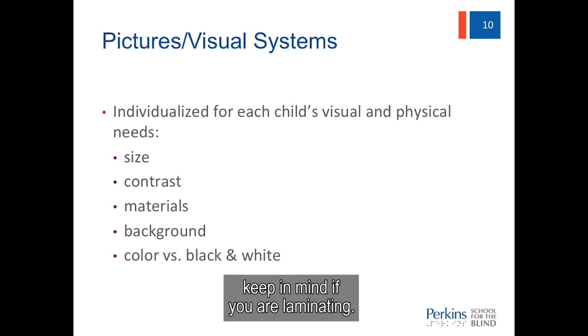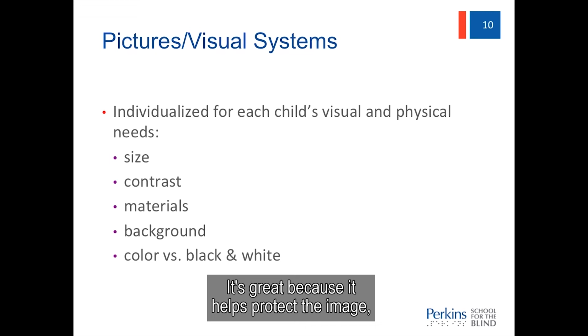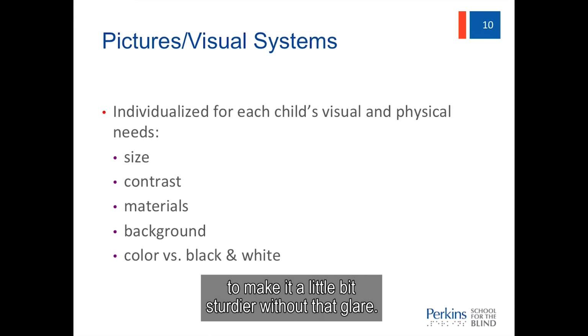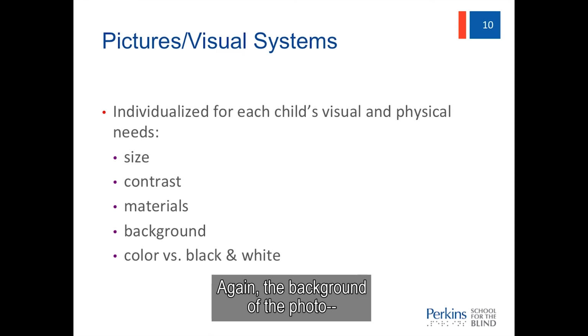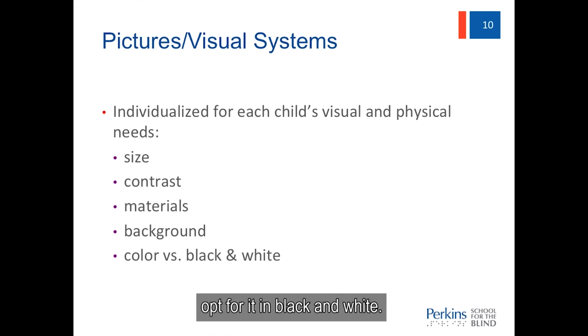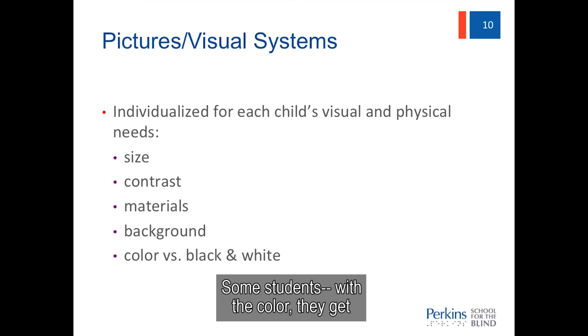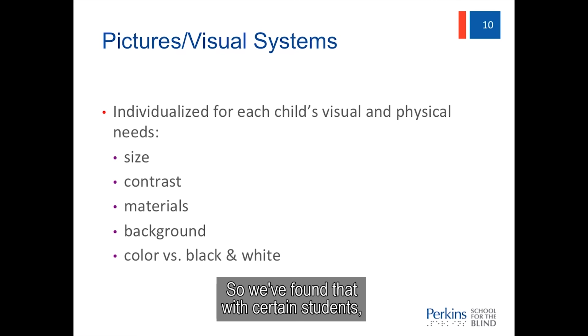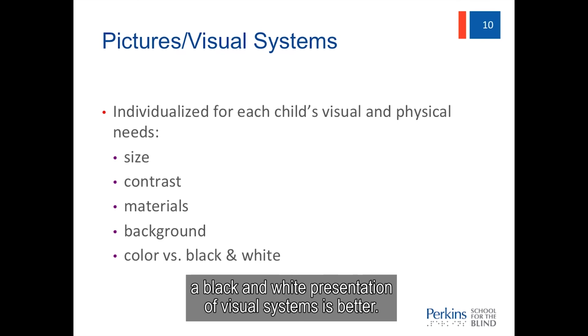Keep in mind if you're laminating, it's great because it helps protect the image, but can also produce a glare. So you might want to think of printing on cardstock to make it a little bit sturdier without that glare. Again, the background of the photo, and also within a picture symbol, you can have it either in color or you can opt for it in black and white. Some students get distracted by the color and they're not interpreting the symbol, they're interpreting more of the color. So we've found that with certain students, a black and white presentation of visual systems is better.